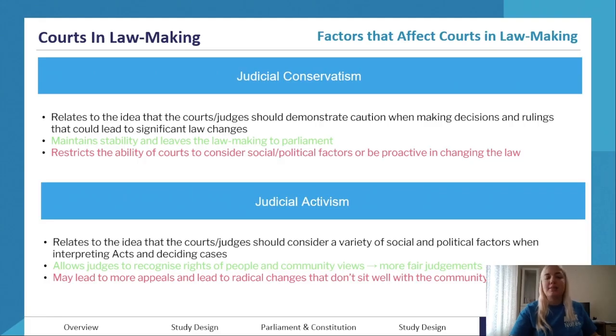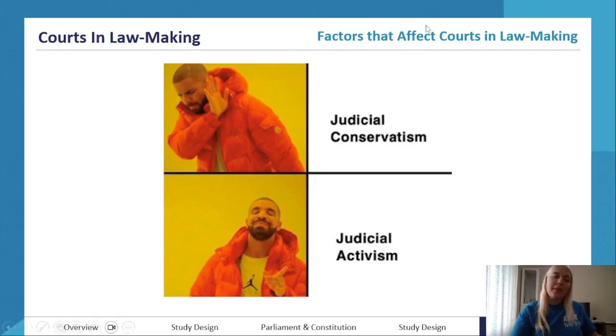And then the weaknesses, because they can really make drastic changes to common law and really drastic statutory interpretations, this may lead to more appeals, with people being unsatisfied with activist judges' court decisions. And it could lead to radical changes as well that don't sit well with the community. Radical changes to common law. Obviously, though, we don't want court rulings and everything to be unfair and narrow and restricted. So judicial activism is the beneficial approach.